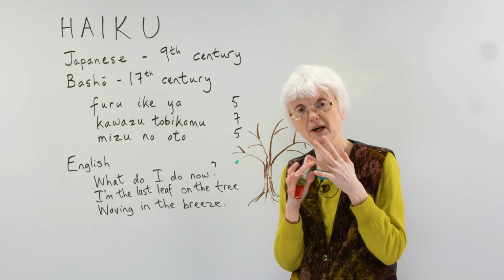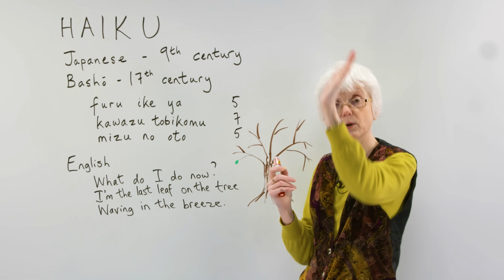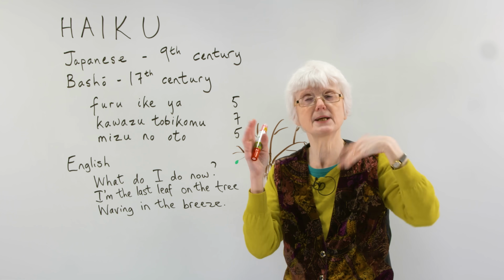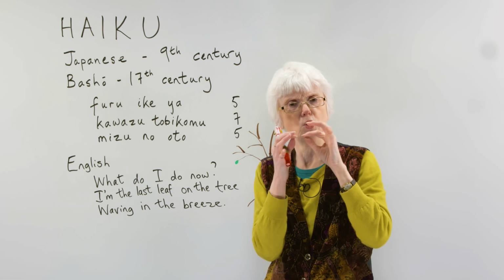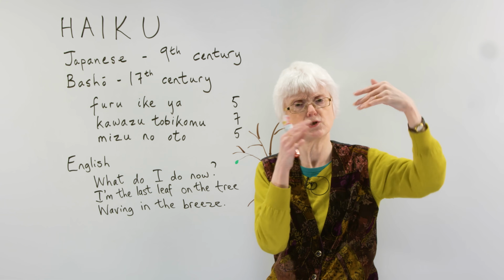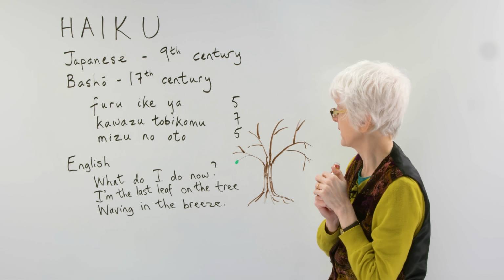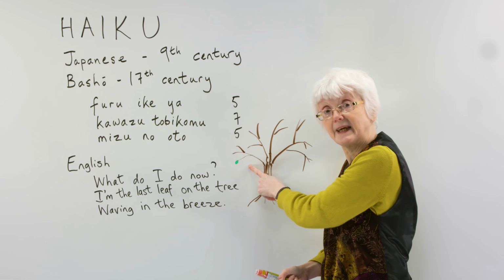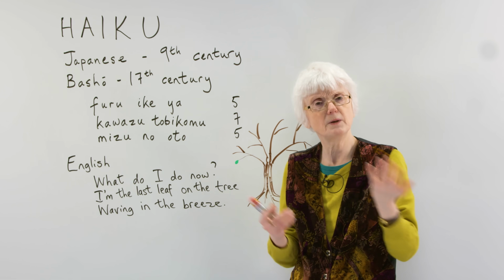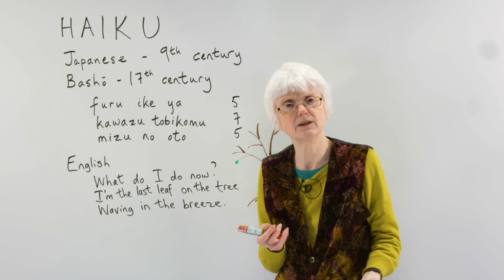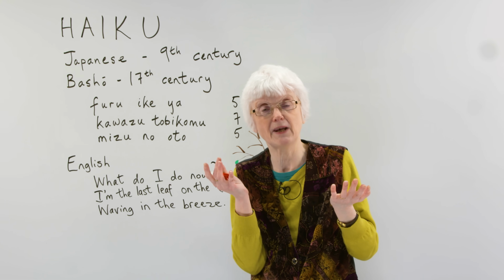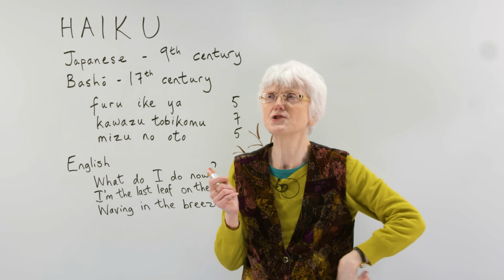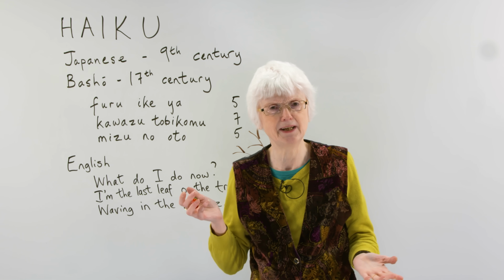waving in the breeze. Okay, so waving is this sort of thing. The breeze is the wind. A breeze is a very small wind, not a very strong wind, just a gentle little wind. Okay, so here's the tree, with one leaf left on it. So it's a scene from nature. If you've ever seen a tree with just one leaf left and you're looking and thinking, is that going to be blown off soon, or will it stay there all winter?